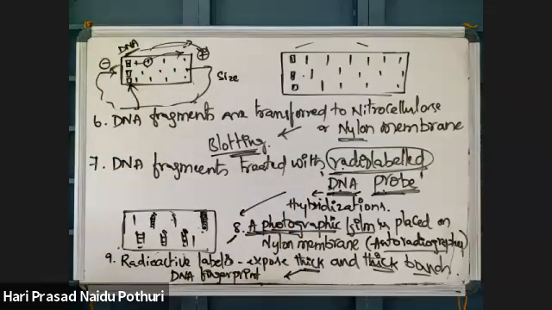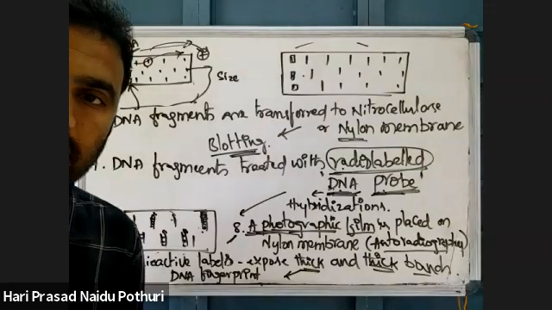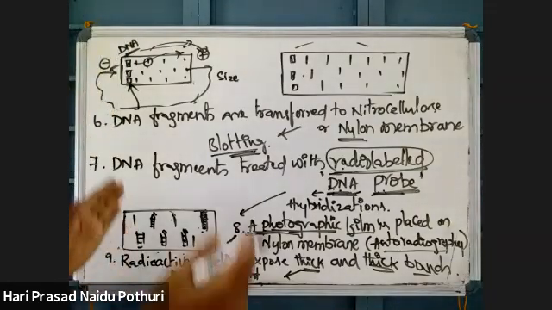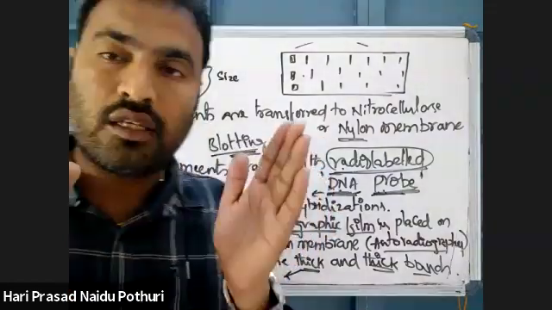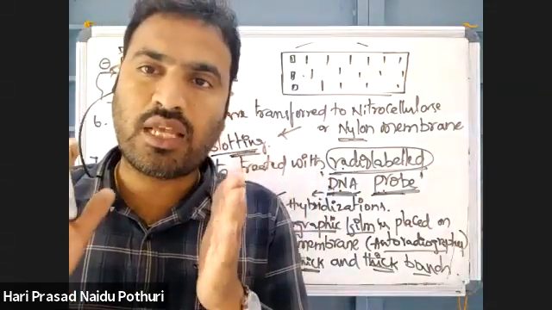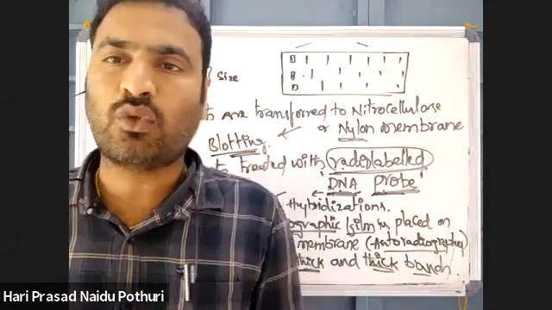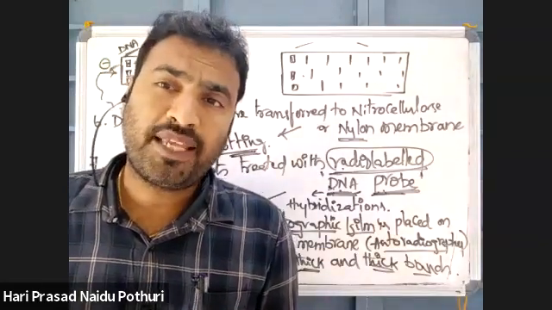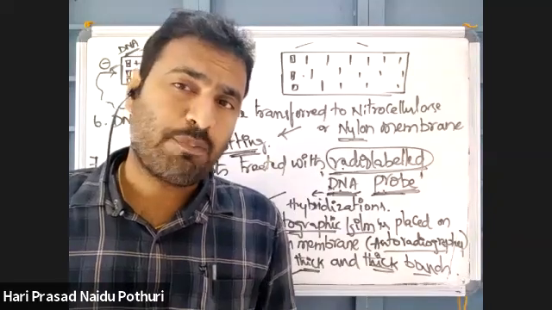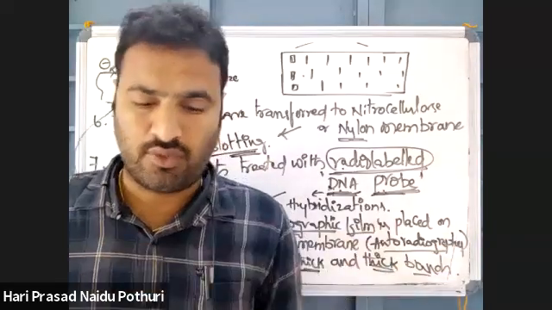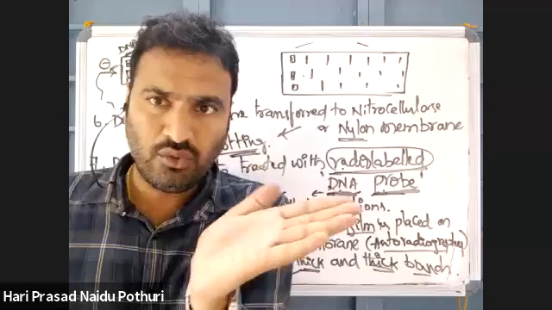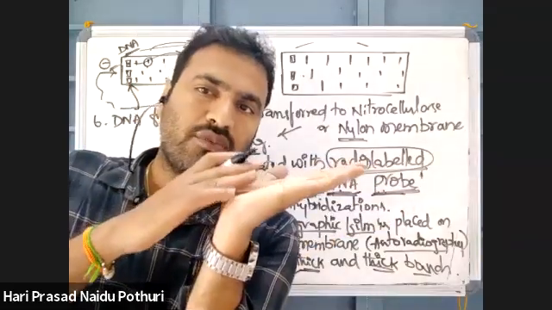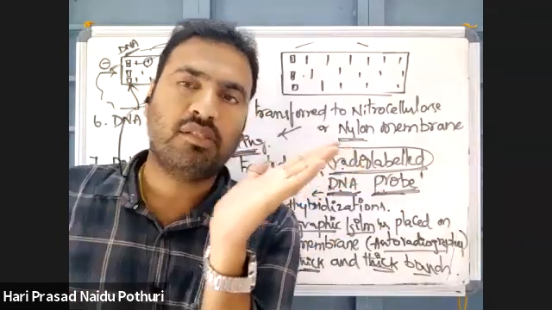DNA fingerprint. What is blotting? First we will separate the DNA in agarose gel electrophoresis by using an electrophoretic unit or electric current. By applying electrolysis, we separate the DNA on agarose gel electrophoresis, right? Now, this is agarose gel electrophoresis which has DNA fragments.